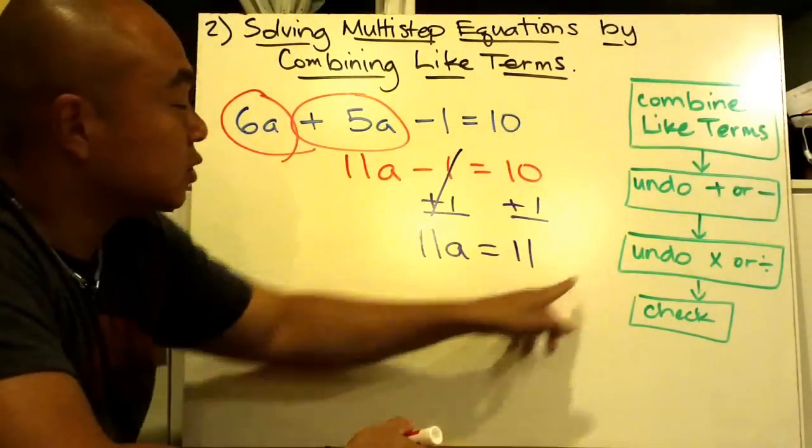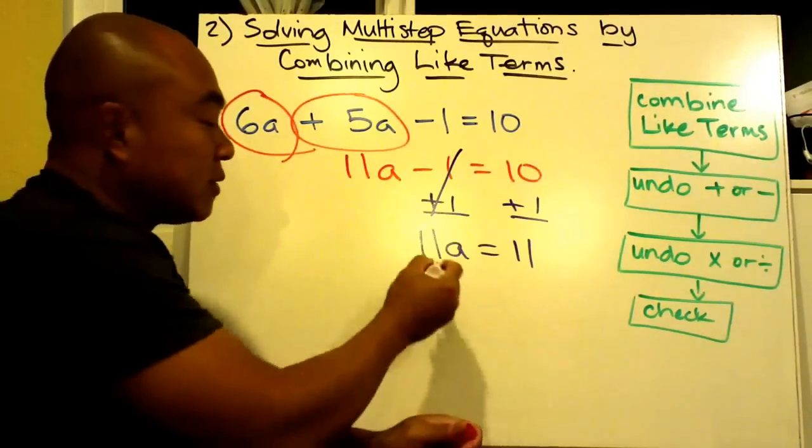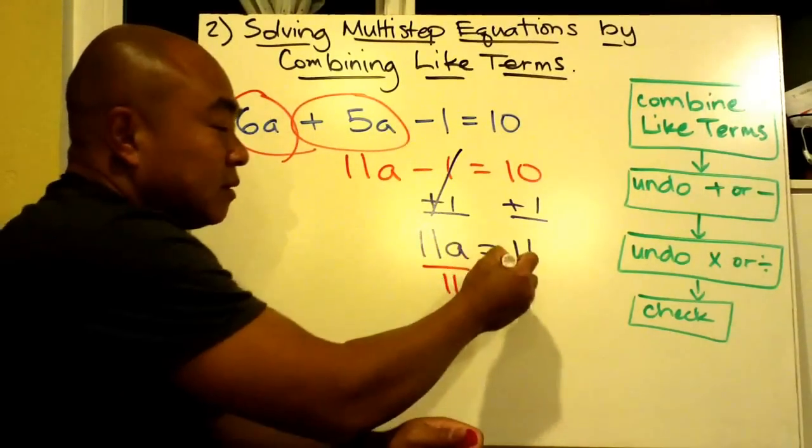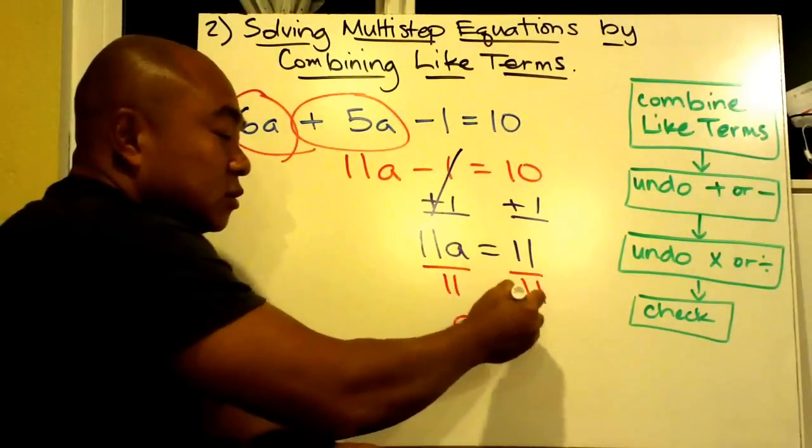And then we're going to go ahead and undo any multiplication or division. So here we have 11 times a. To undo that, we're going to go ahead and divide by 11, both sides, property of equality. A is equal to 1.